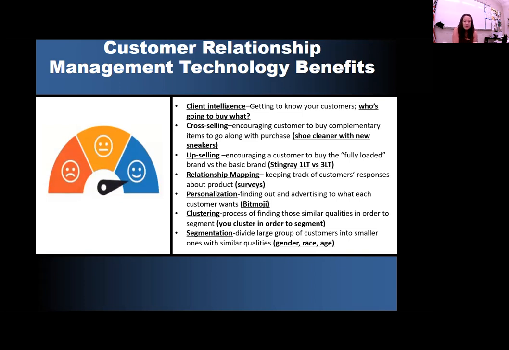Now, segmentation is when you divide that group of customers into even smaller qualities, just like gender. So you're going to send an advertisement to all your females, all your African-American females that are teenagers. So clustering is just the process of finding those similar qualities, and then segmentation is actually dividing them. Okay, so clustering is discovering what are our customers' similar buying habits. And then segmentation is when you actually take that group and you pull them out of the whole. So clustering is finding out, segmentation is separating them.